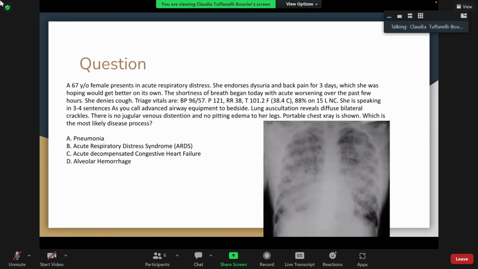You get a portable chest x-ray and it is shown in the picture. Which is the most likely disease process here? A, pneumonia. B, acute respiratory distress syndrome, or ARDS. C, acute decompensated congestive heart failure. Or D, alveolar hemorrhage.